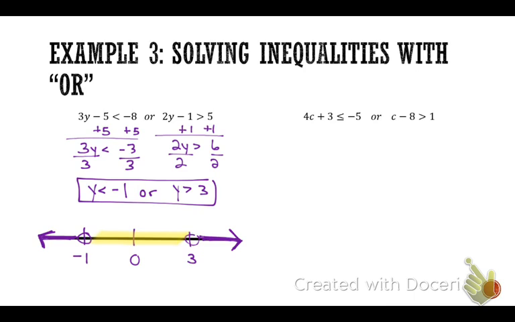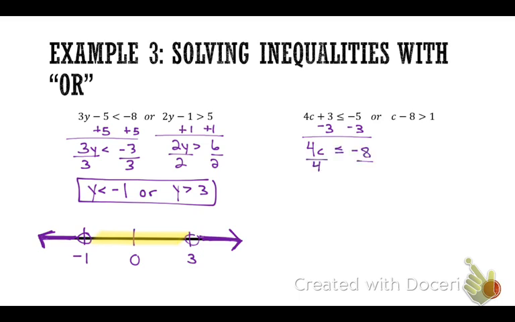All right, so now we're going to do this last one. I want you to do this one on your own. Solve both sides and graph your solution. I'm going to walk around and check on you guys. Okay, subtract 3 from both sides. 4c is less than or equal to -8.